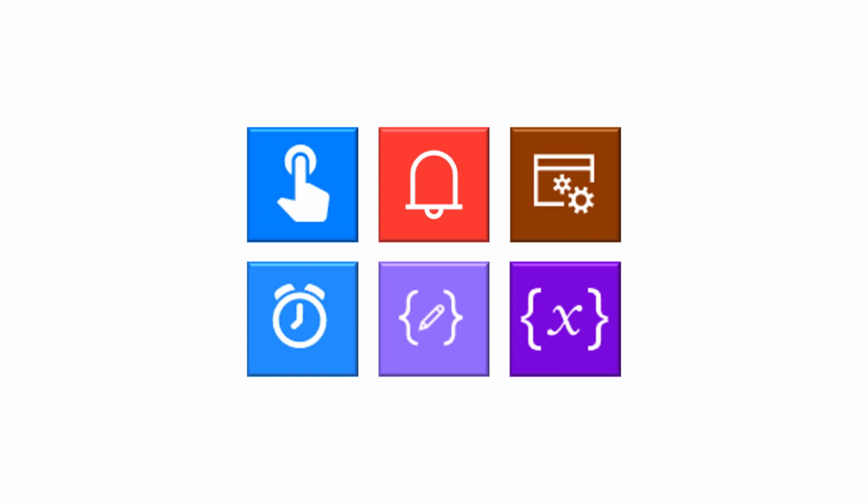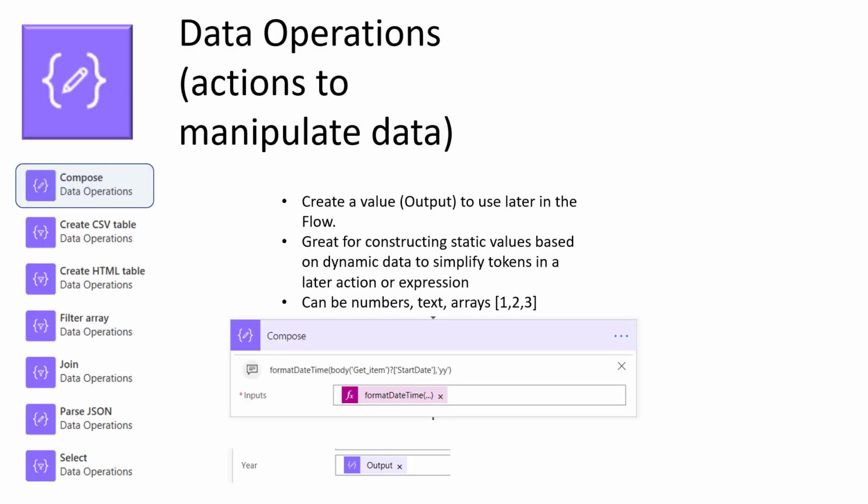Next, we'll look at data operations. These are different actions to manipulate data. First up is compose, and that can be used to construct a value that's usually based on dynamic data, so that you can have more simple tokens later in actions or expressions.